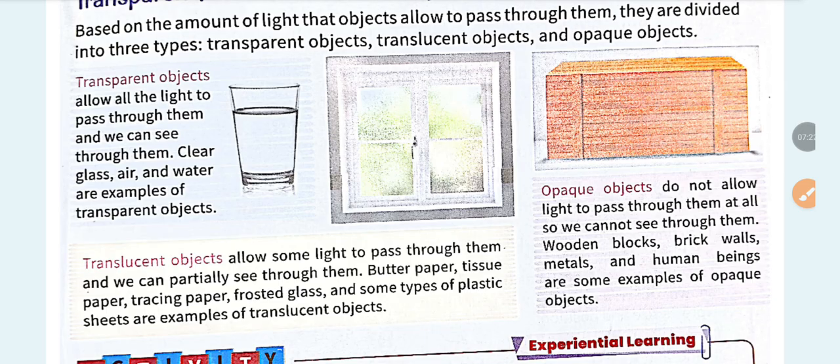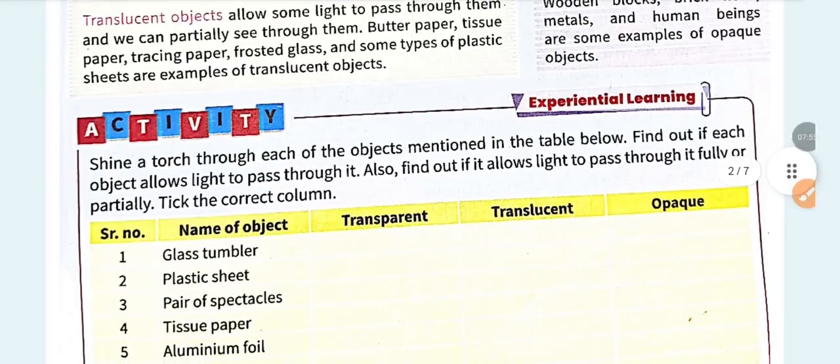Next is opaque objects. What are opaque objects? They do not allow light to pass through them at all. In both of the earlier scenarios, we have seen that a bit of the light is passed through, but in opaque objects, none of the light is passed through. So we cannot see through them. Examples are table, chair, brick walls, metal, human beings, pens, erasers, sharpeners, so many things. These are some examples of opaque objects.